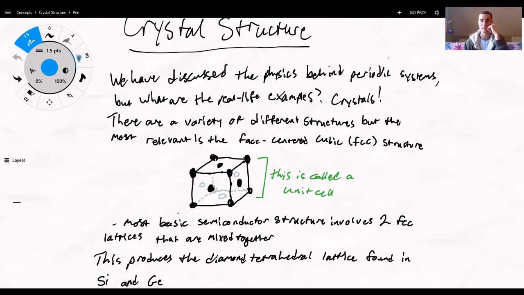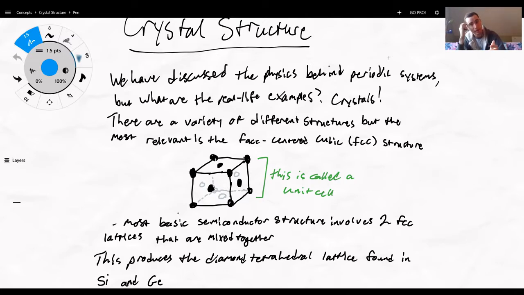Now, this structure that I've drawn here is called a unit cell. And we encountered that before. I used that terminology when we were doing the fundamental physics with the Kronig-Penney model. A unit cell is the most fundamental repeating system in our crystal. So this is the smallest structure that I could draw that is then repeated over and over again in our semiconductor system.